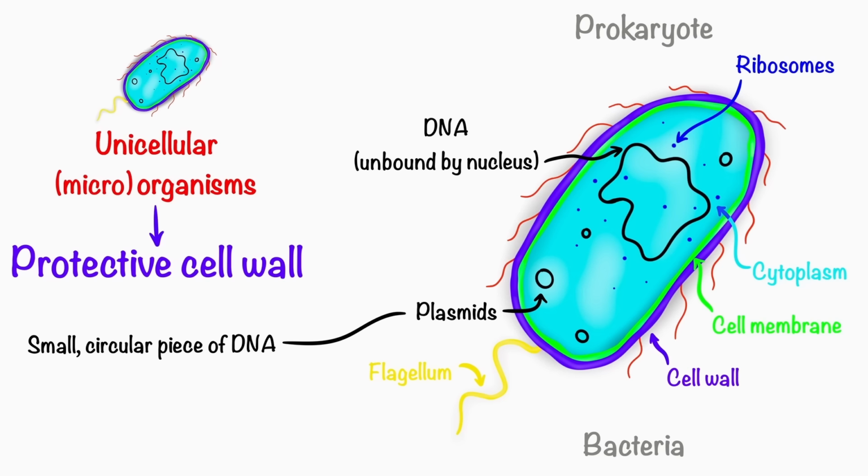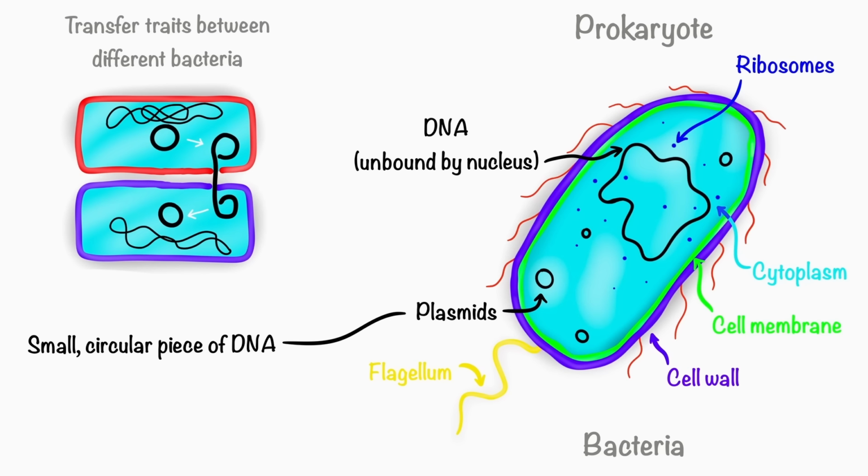Additionally, bacteria have small circular pieces of DNA called plasmids. These provide a convenient, easy way to transfer useful genetic traits between different bacteria. Finally, bacterial cells also have a subcellular structure called the flagellum. This looks almost like a tail and gives them the ability to swim and navigate through their surroundings.